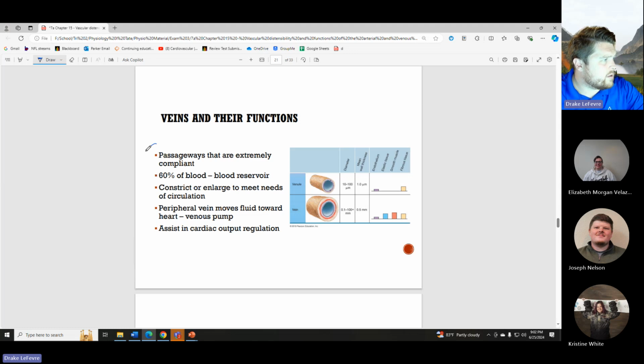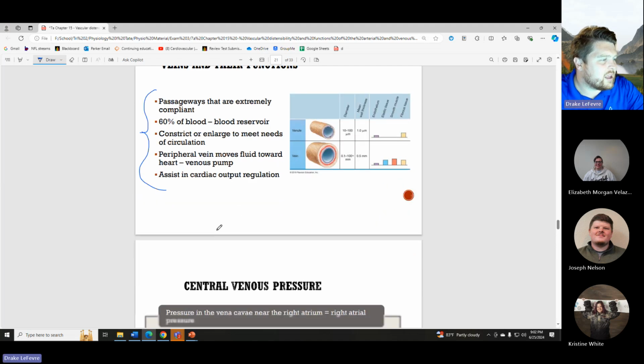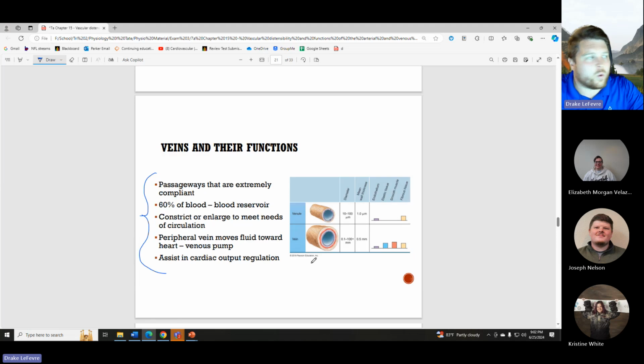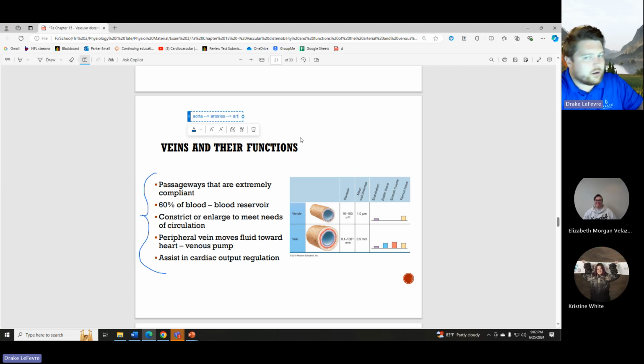Veins, all of these functions, we've already pretty much talked about all of these. A question that does come up very, very often is sizing, like put these in order. So you want to know aorta is the biggest, goes to arteries, goes to arterioles, goes to capillaries, which are the smallest, and the opposite direction. Venules, veins, vena cava. You'll want to know that order of size.